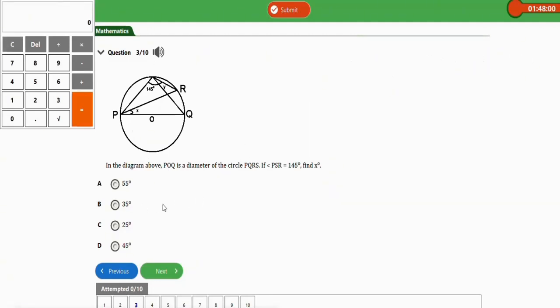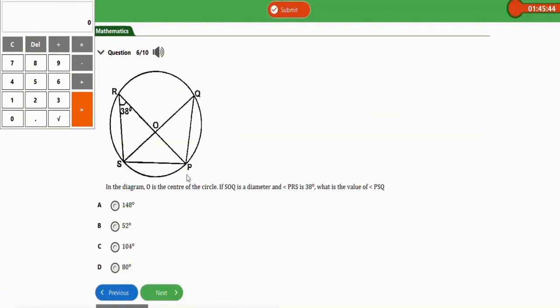The next repeated question we are going to solve will be this question. It says in the diagram, O is the center of the circle. If SOQ is a diameter and angle PRS is 38 degrees, what is the value of angle PSQ? Now I want to explain something here. For instance, we are asked to find angle PSQ.